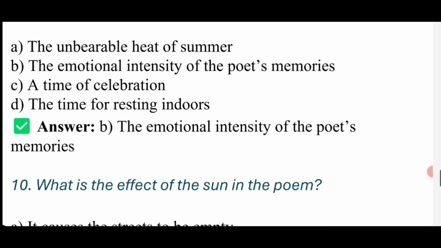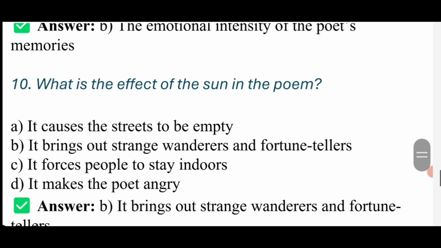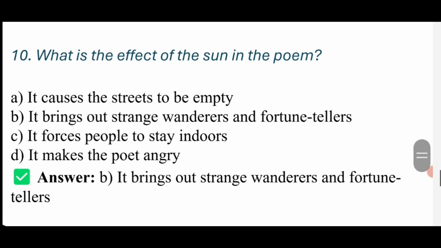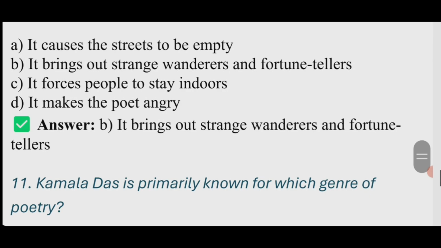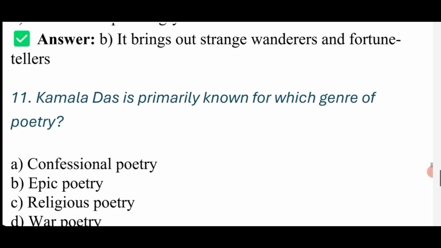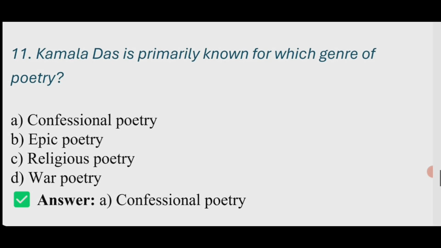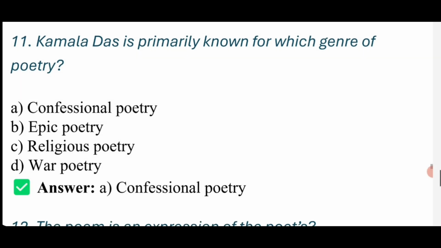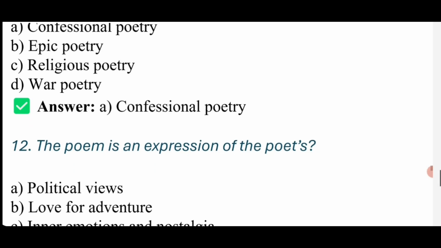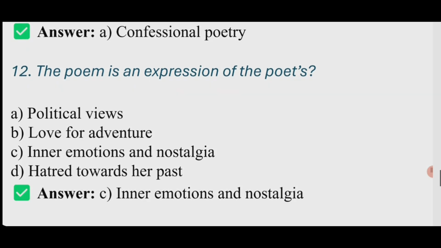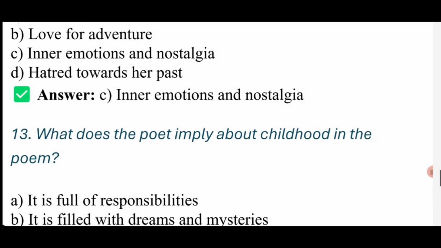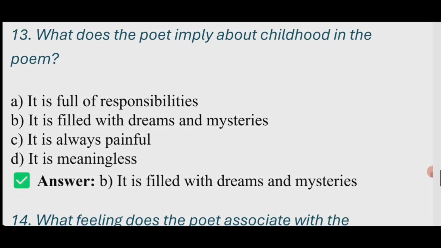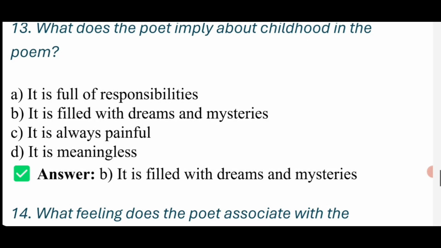What is the effect of the sun in the poem? It brings out strange wanderers and fortune tellers. Kamala Das is primarily known for which genre of poetry? She was known for confessional poetry. The poem is an expression of the poet's inner emotions and nostalgia. What does the poet describe about the childhood in the poem? She describes her childhood as filled with dreams and mysteries.